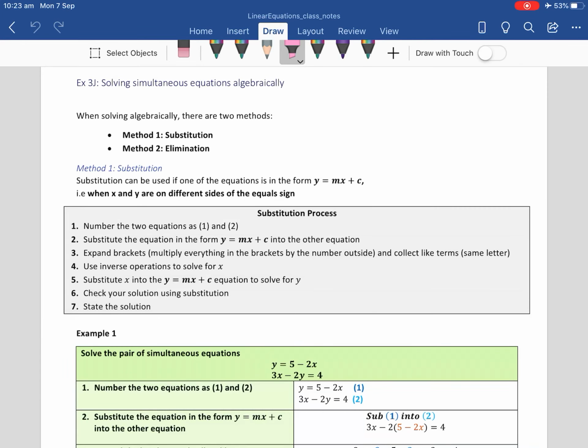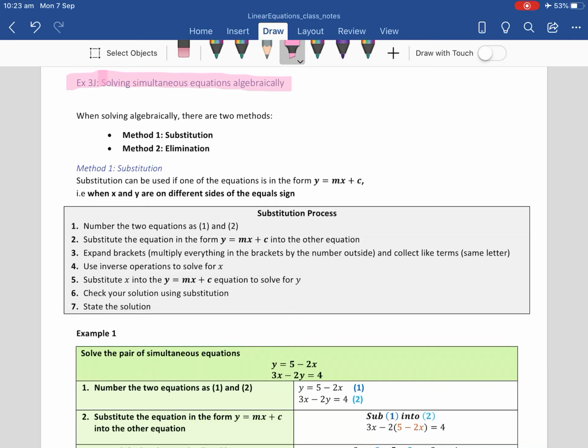Alrighty, so today we're doing exercise 3J, which is solving simultaneous equations algebraically. In the last video, we looked at solving simultaneous equations graphically by graphing the two lines, seeing where they intersect and that coordinate being the solution.